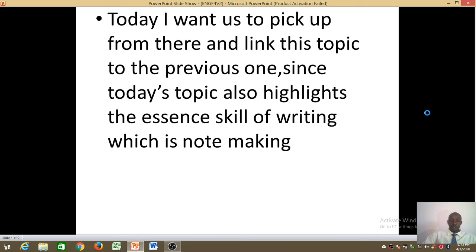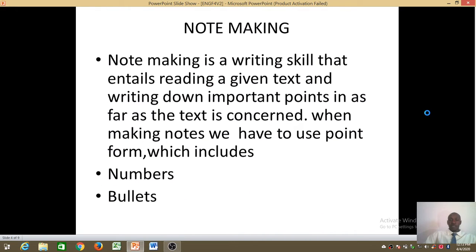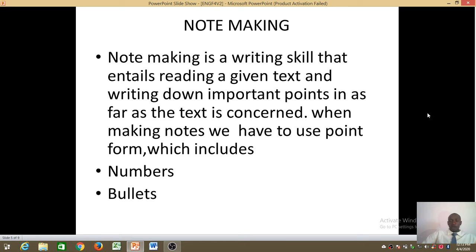So our topic of discussion today is note making. Note making is a writing skill that entails reading a given text and writing down important points as far as the text is concerned. And in this case, when you are making notes, we have to use point form. We don't make notes using paragraphs. Paragraphs are used in summary writing, but when we are making notes, we use point form.